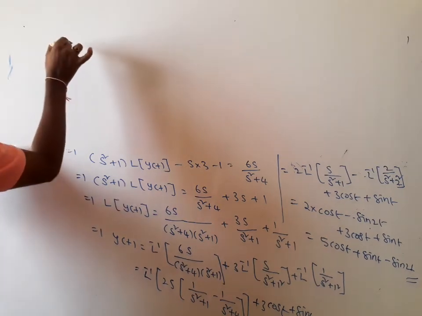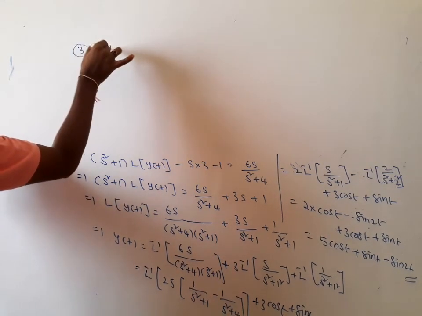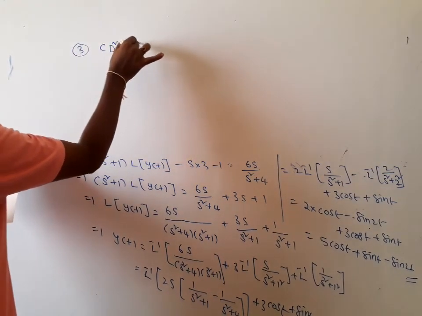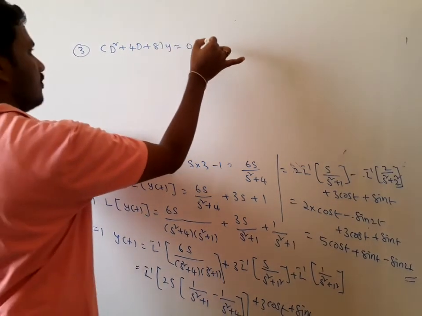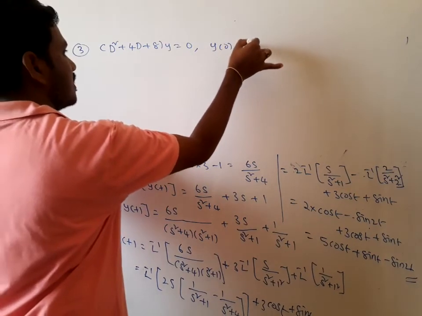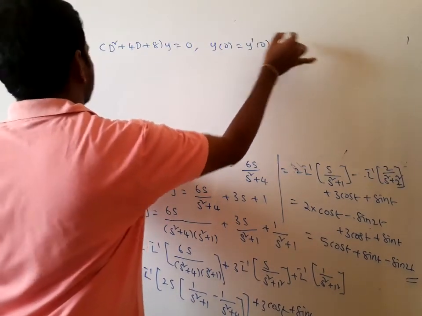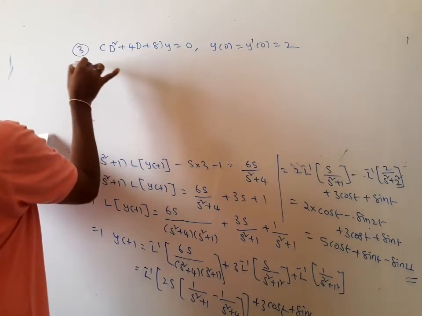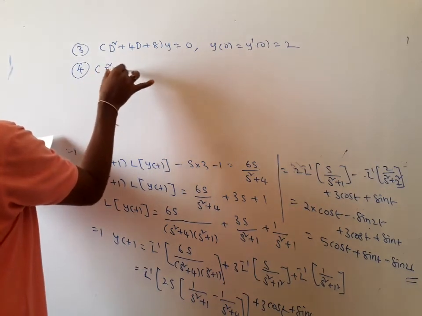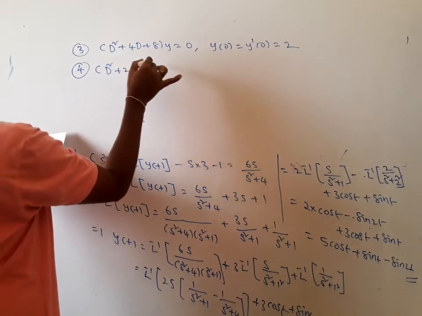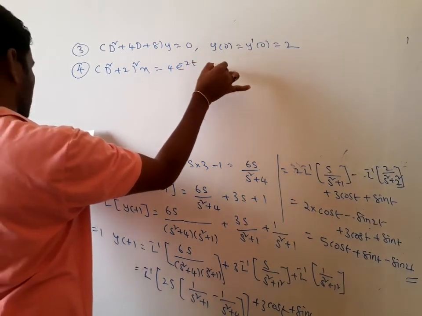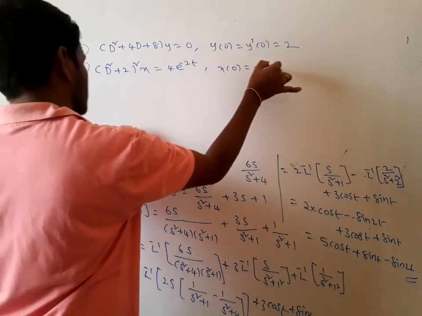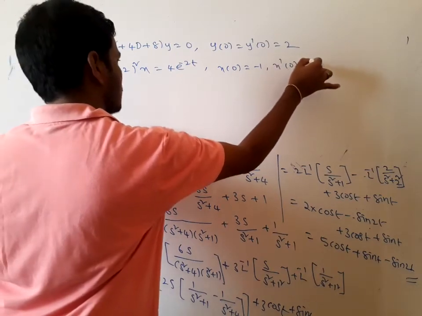Next, third one, (D square plus 4D plus 8) y is equal to 0, y of 0, y dash of 0 is equal to 2. (D square plus 2) whole square x is equal to 4 e to the power of minus 2t. x of 0 is equal to minus 1, x dash of 0 is equal to 4.